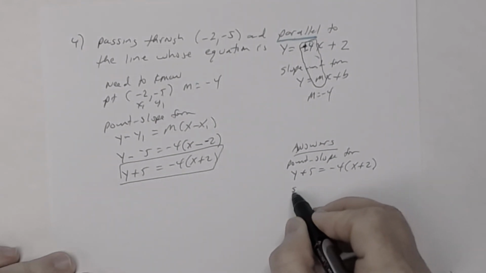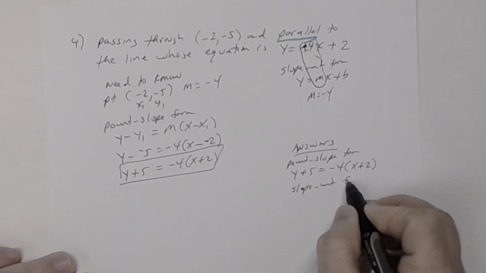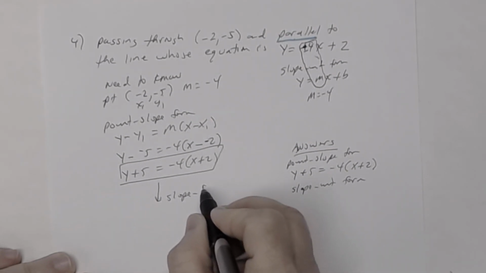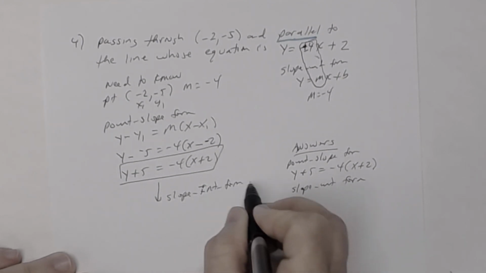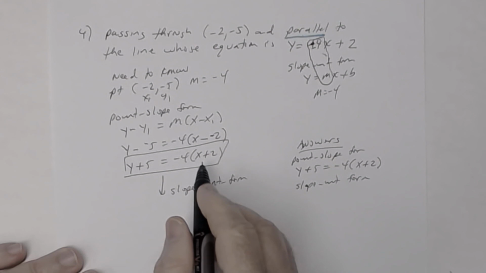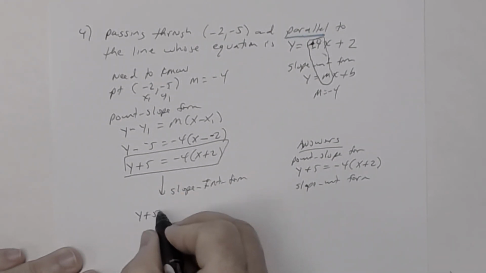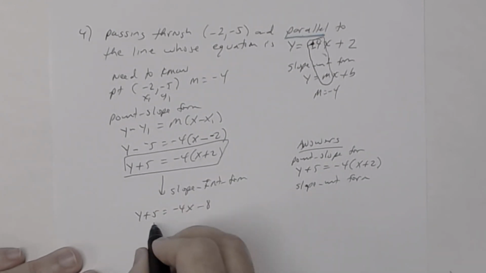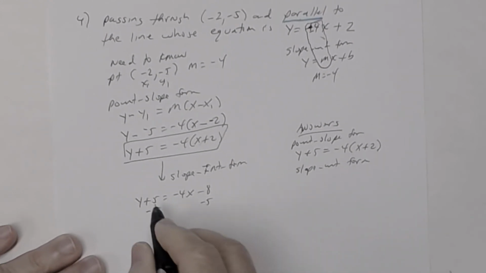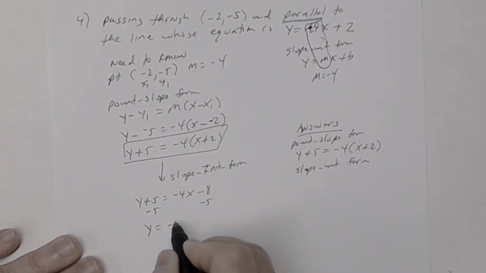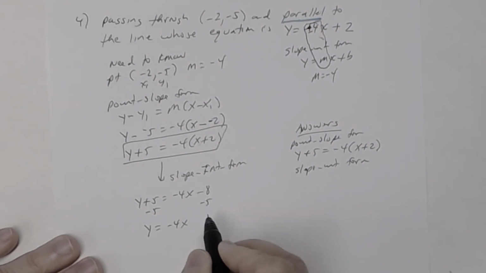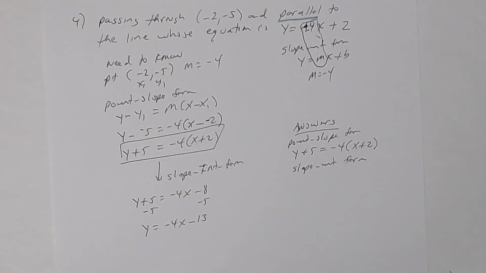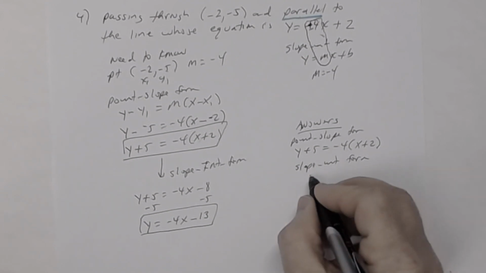Okay, now to write it in slope-intercept form, all you do is transform this equation into slope-intercept form. All right, and so we're going to solve for y. So we're going to first of all distribute. So I get y plus 5 equals negative 4 times x is negative 4x. Negative 4 times 2 is a negative 8. And then subtract 5 from both sides. And combining like terms, I get y equals negative 4x, a negative 8 and a negative 5 is a negative 13. All right, and that's it. So that is the equation of that line in slope-intercept form.